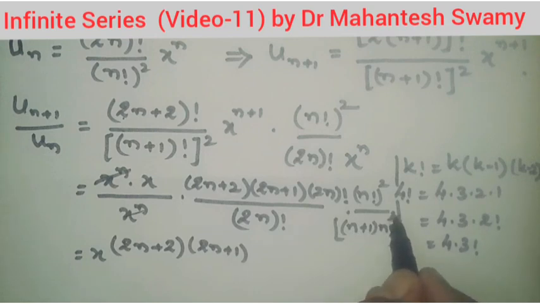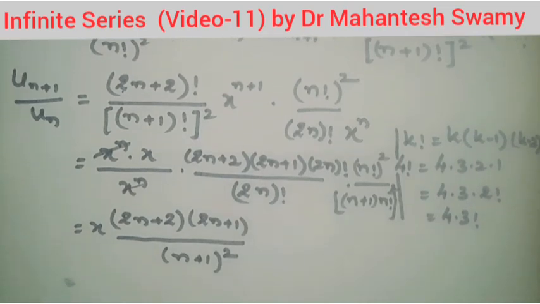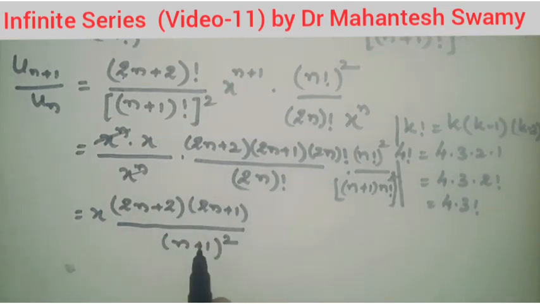N plus 1 whole square remains in the denominator. So let us write that (n plus 1) whole square here. So this is the term remaining. Now it is convenient if we multiply these two terms together and expand this in the denominator.